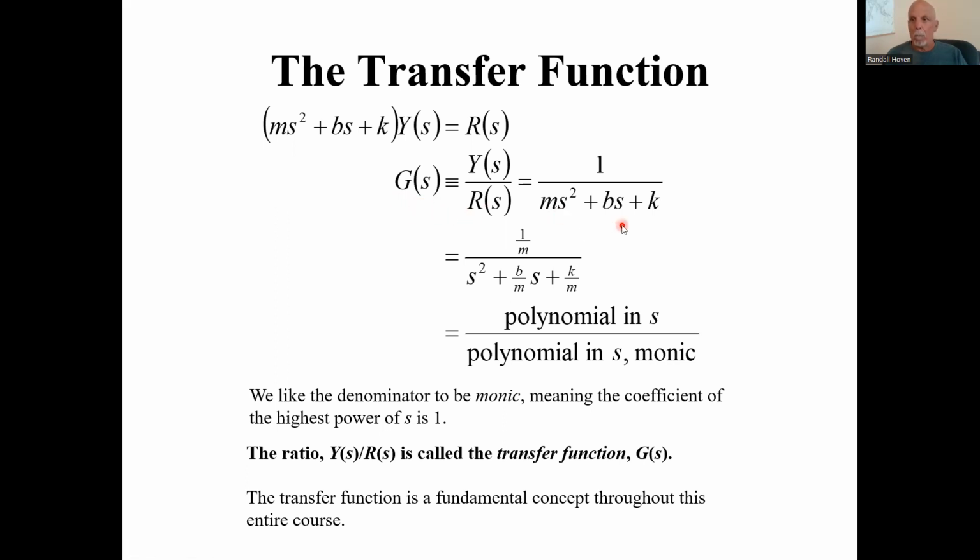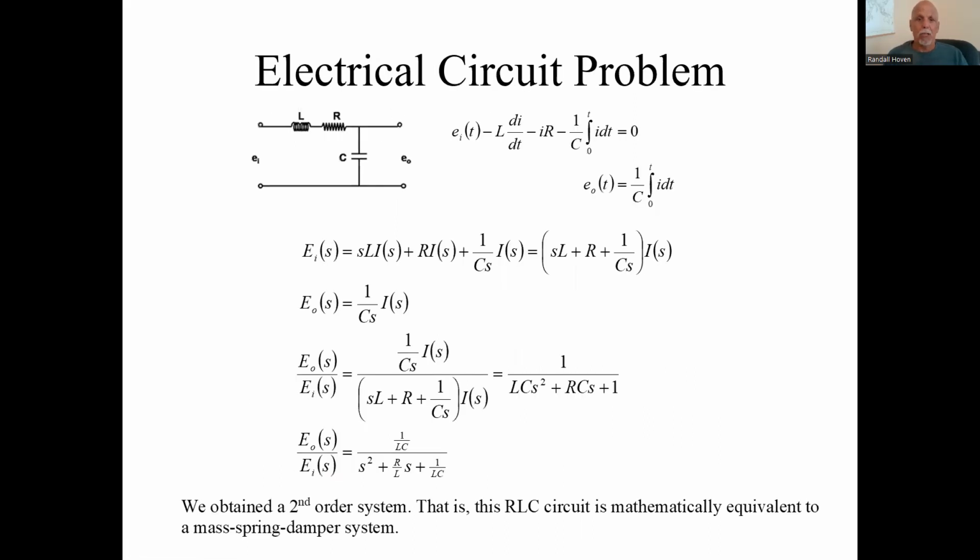We like to get it monic in the denominator, meaning the coefficient of the highest power of s is just 1. So in this case, we'll divide through by m, top and bottom. So here's our transfer function. It's a polynomial in s over another polynomial in s, and the denominator is monic. That is the transfer function, fundamental concept.